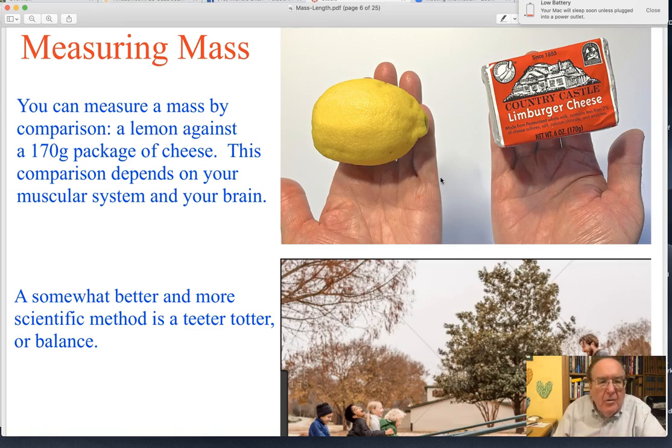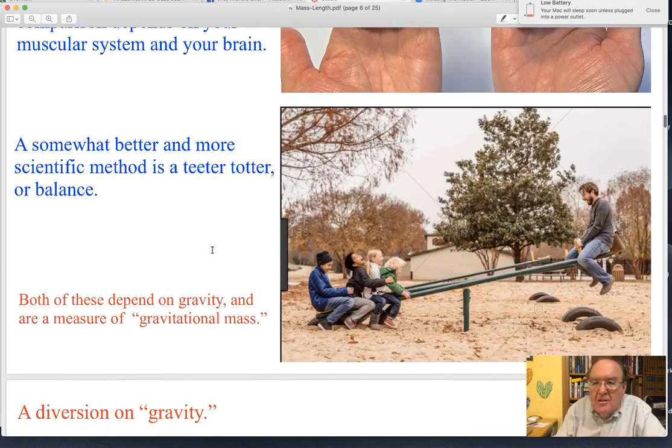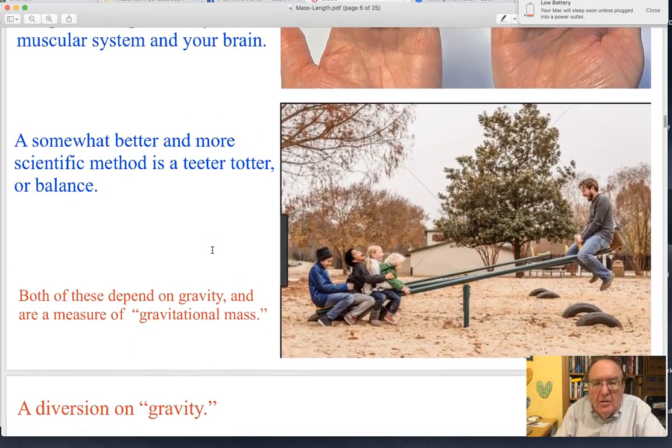Okay, so that's like doing a comparison. It's not very accurate, depends upon your brain and your muscular system and so on, but that's a way of weighing something. A better way to do the same thing is a teeter-totter. And here you can see that 4 kids weigh more than 1 adult. Okay, and so you can weigh masses with a teeter-totter, just comparing one mass with another mass.